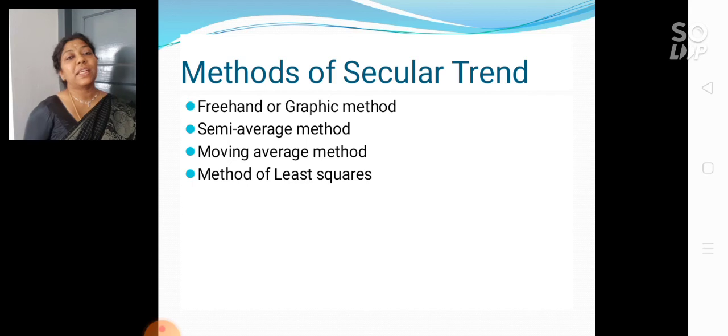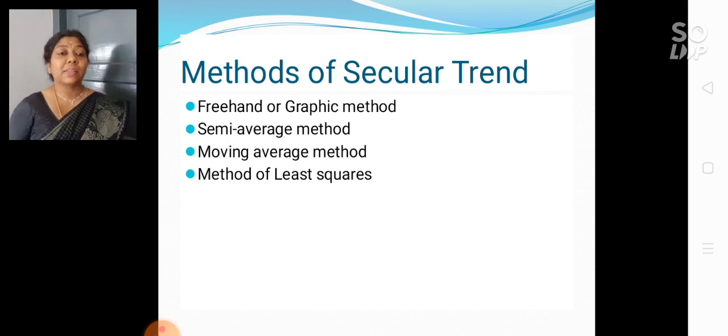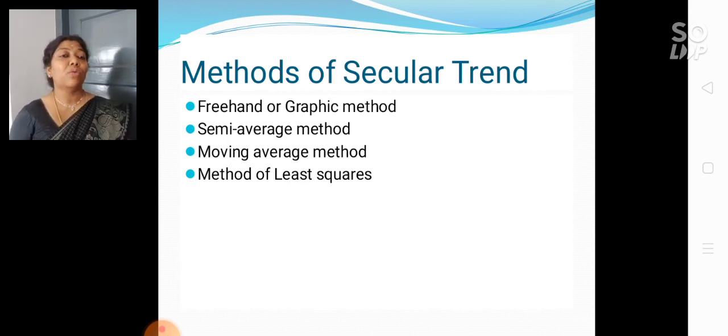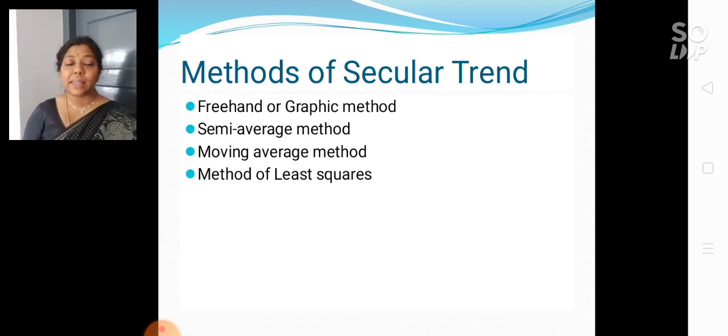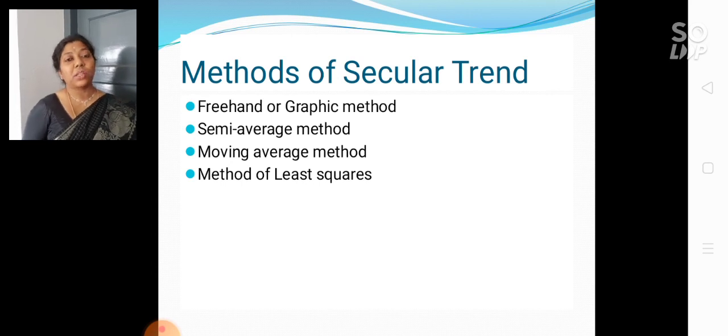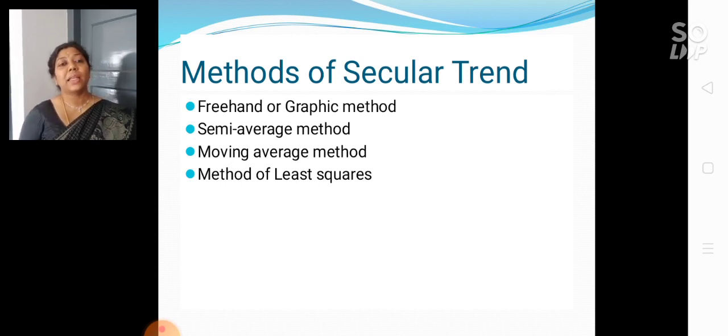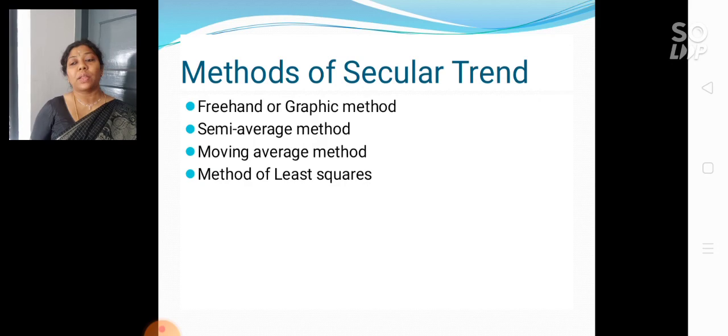And the method of least squares is nothing but it is just like finding out or drawing a straight line. So yc is equal to a plus bx, where a is the intercept and b is the slope. We are just fitting a trend line for the changes. That is called a trend line.